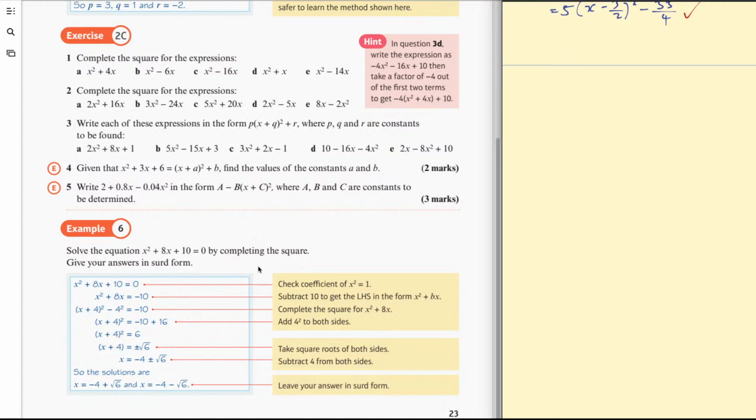It says solve this equation by completing the square, give your answers in surd form. So firstly, take that 10 over to the right hand side, use completing the square on the x squared plus 8x, and then get your solutions for x. So take the square root of the right hand side and then simplify, so you have x just by itself on the left.